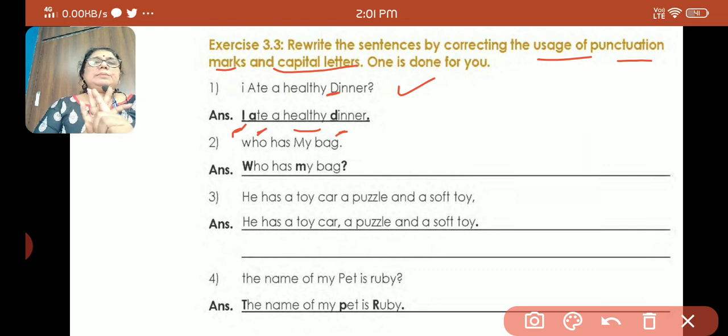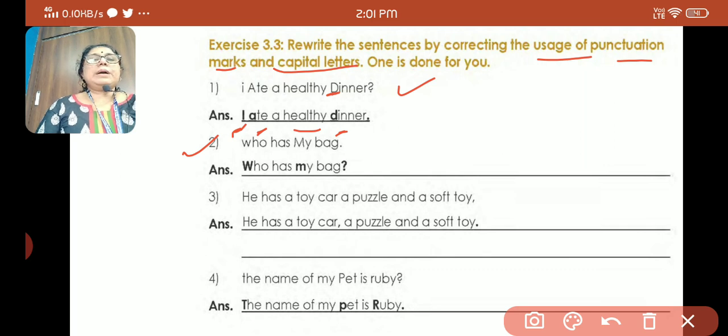Names of days, names of months are always written in capital. All the proper nouns are written in capital. Names of books, names of movies, names of languages are always written in capital. And the pronoun I is written in capital, whether it's at the beginning of a sentence or in the middle of a sentence. Got it, children? Yes.